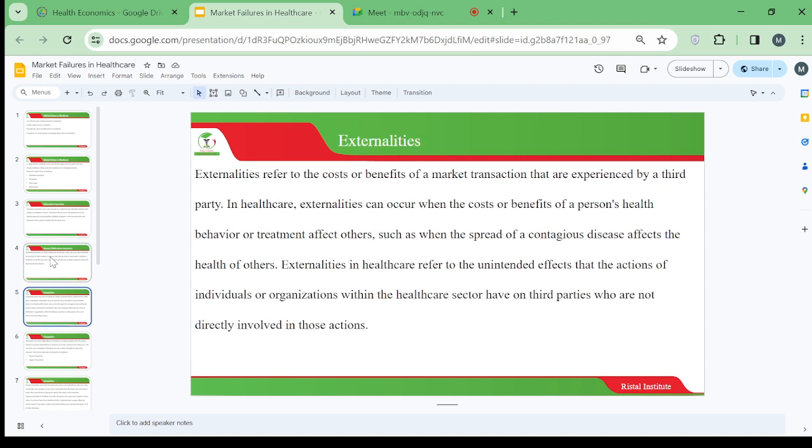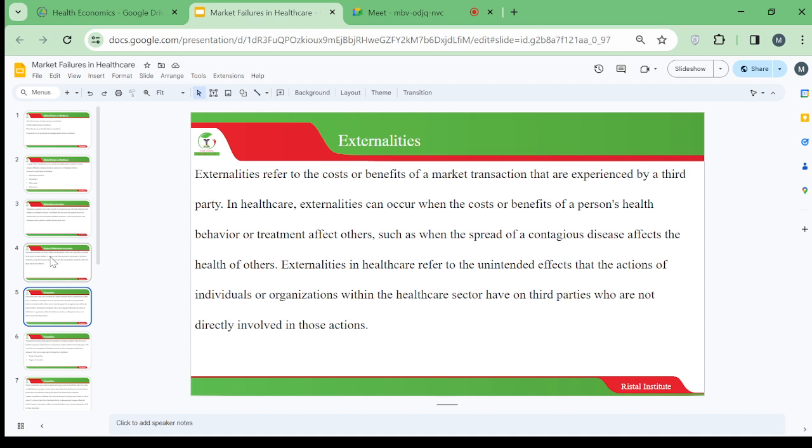And then the other point is what we call externalities, which are effects that are experienced by a third party as a result of a transaction that they have not been part of. Okay, so you have a third party experiencing the costs and benefits of a transaction. A third party is that person who is not part of that transaction, but they are affected by it. So that is what we call an externality.